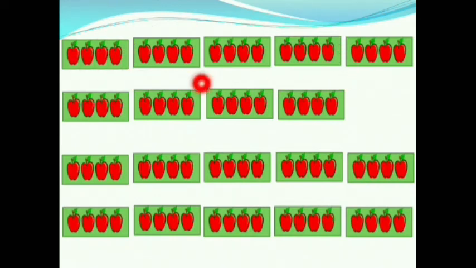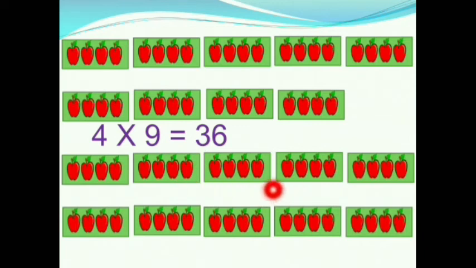Children, see here. How many boxes are there? 1, 2, 3, 4, 5, 6, 7, 8, 9. 9 boxes which has 4 apples. 4 is repeated 9 times. So we will write 4 into 9. 4 9s are 36.